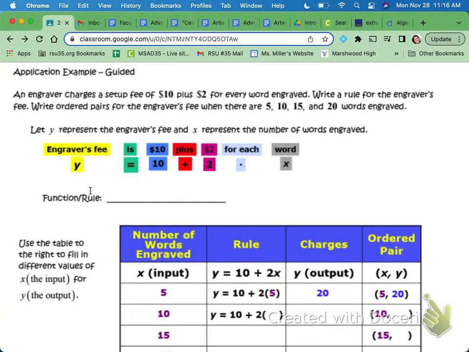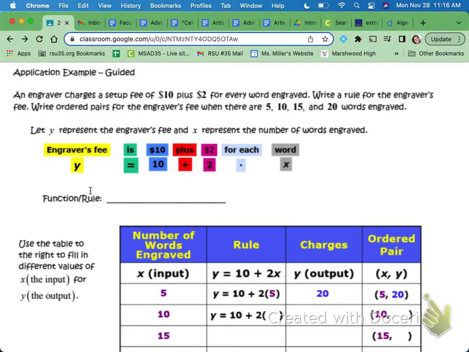So now let's add some words to the mix. An engraver charges a setup fee of $10 plus $2 for every word engraved. Write a rule for the engraver's fee. Write ordered pairs for the engraver's fee when there are 5, 10, 15, and 20 words engraved. So here they have it done for us. They're going to let y represent the engraver's fee, and they're going to let x represent the number of words engraved.